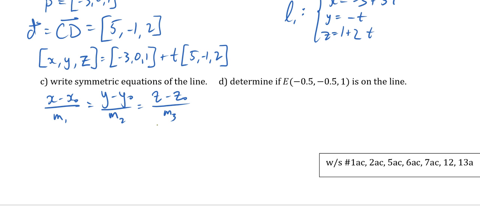X minus x0, so it's x plus 3 over 5. Y minus 0, which is just y over negative 1, which is just negative y, but I'm going to write it like that anyway. Z minus 1 over 2. And last question, determine if this point is on the line. How are we going to do that?